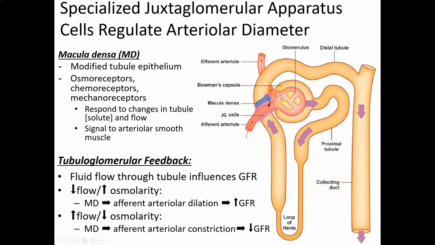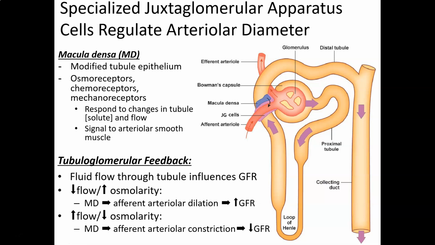So the idea is that we can maintain this normal flow based on that. So the fluid flow through the tubules influences the GFR. If we decrease flow, then we get an increase in osmolarity because we'll have more dissolved particles. And the macula densa, right, will cause afferent arteriolar dilation, which then increases GFR. Remember, if the afferent dilates, if we decrease resistance of the afferent, we get more blood into the glomerulus, which means we get a higher filtration pressure and a bigger filtration. And the opposite is true if we go the other way.